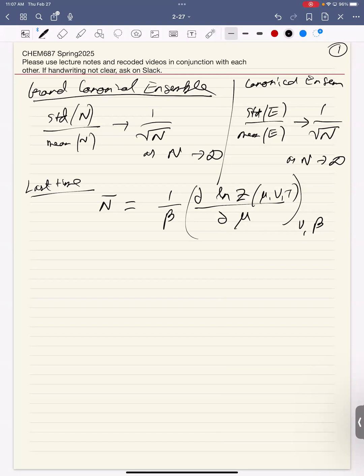Today, what we are going to do is to think about sigma N squared, which is the variance in N. How do we define the variance? Variance is defined as the average of N squared minus the square of the average. Okay, so let's get started.